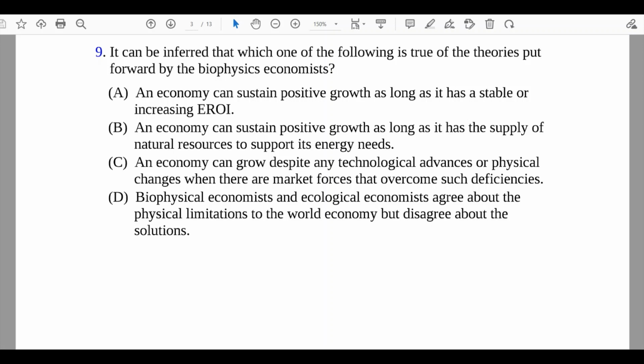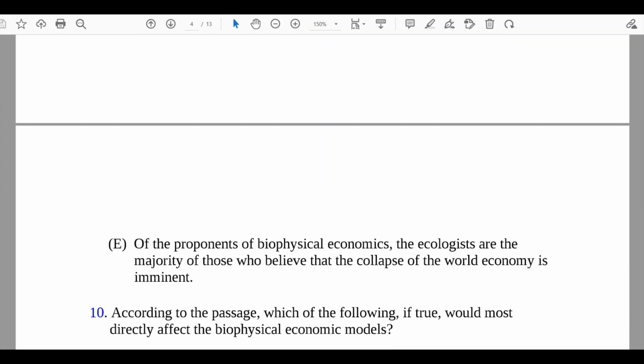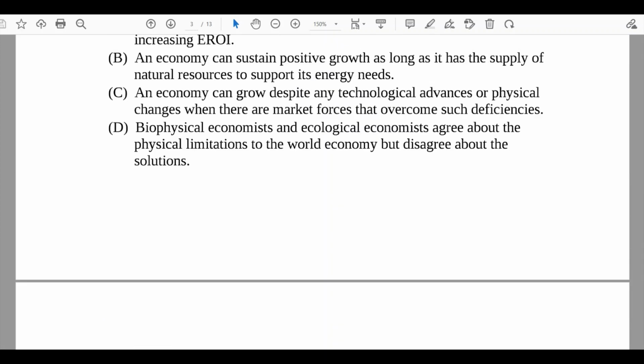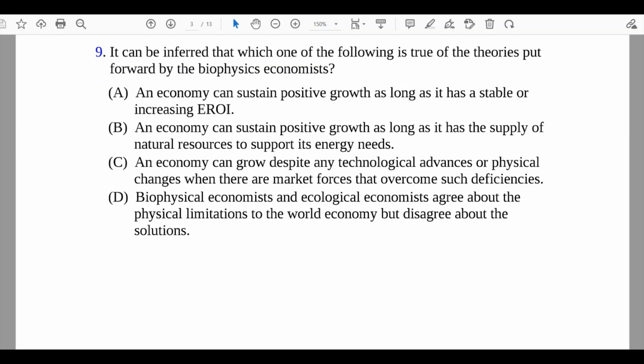An economy can grow despite any technological advances or physical changes when there are market forces that overcome such deficiencies. D option. Biophysical economists and ecological economists agree about the physical limitations to the world economy but disagree about the solutions. And E option. Of the proponents of biophysical economics, the ecologists are the majority of those who believe that the collapse of the world economy is imminent. So let's analyze this question 9. I would like to tell you that your correct answer is A option.